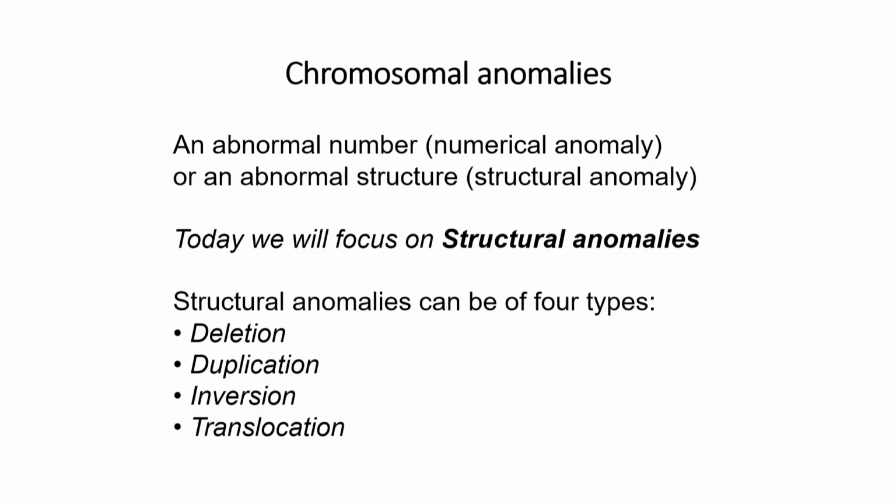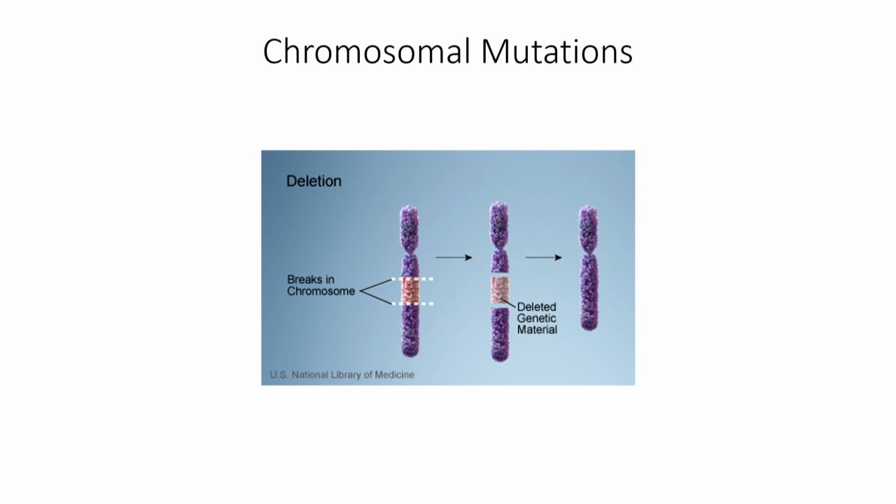So, chromosomal anomalies can be an abnormal number, that is numerical anomaly, or an abnormal structure, structural anomaly. Today we will focus on structural anomalies, and structural anomalies can be of 4 types: deletion, duplication, inversion and translocation. Chromosomal mutations are changes in chromosomes.